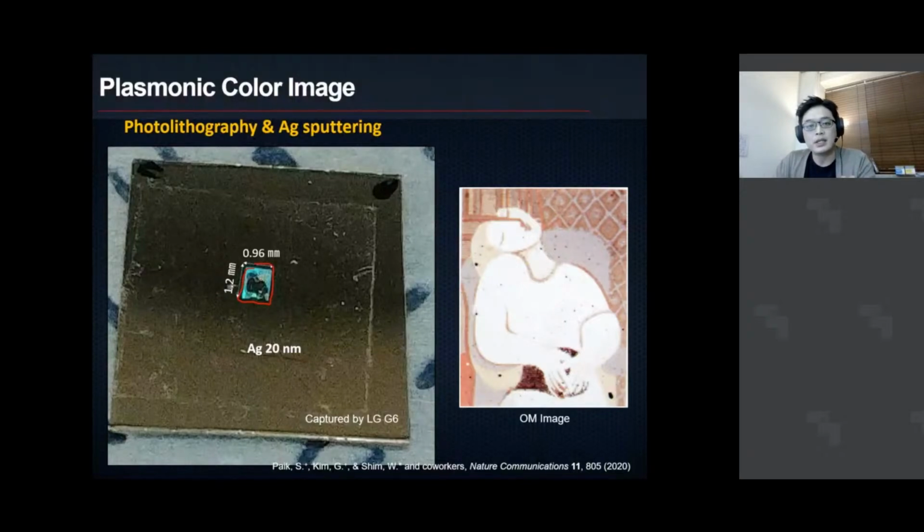But this is a one-time exposure, and you deposit the silver. It's done. It's one simple process. You don't even have to do RIE on it, right? So that's taken by just a cell phone, which means you can see this color with the naked eye.